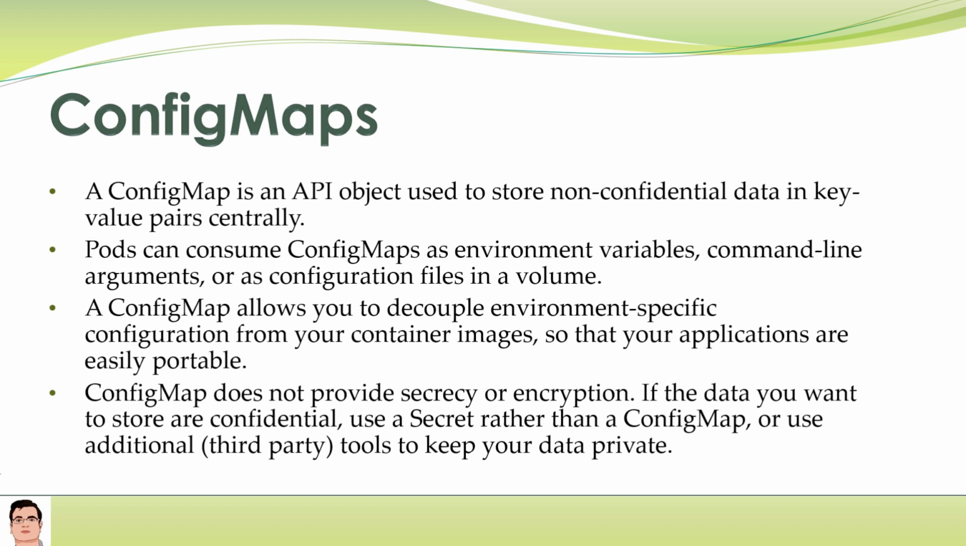A config map allows you to decouple a specific environment. Decoupling means currently you are working in the development environment, and after finishing all the development, you can move that particular thing into production. So you don't have to change the manifest file. You have to change the environment variable for production.